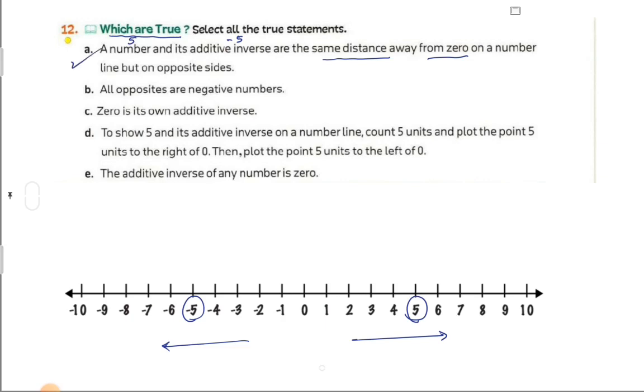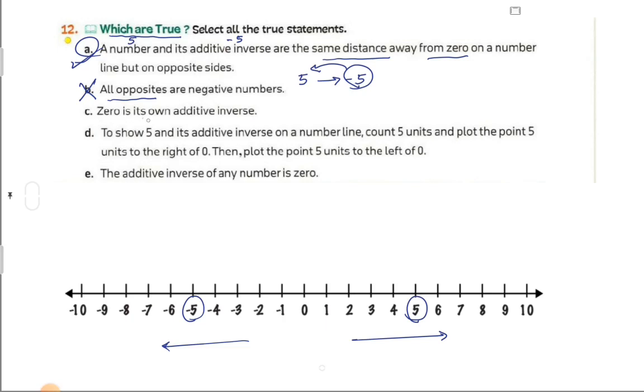So it's true. Okay? All opposites are negative numbers. We have 5 and its opposite negative 5. But what's the opposite of negative 5? It's 5. So saying all opposites are negative is wrong. Okay? Because opposites may be negative, may be positive.